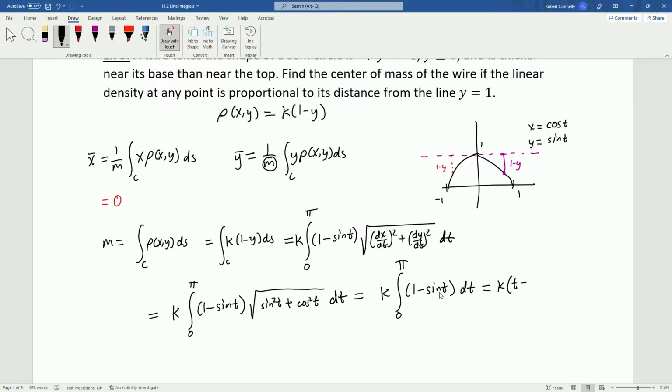Now the integral of sine is going to be negative cosine, so that's going to become positive cosine of t, evaluated from 0 to pi. This becomes pi plus cosine of pi, which is negative 1, minus 0 plus cosine of 0, which is 1. That gives us k times pi minus 2.